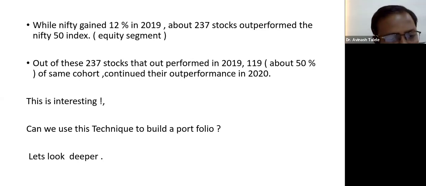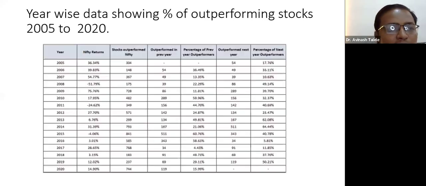And can we use this technique to build a portfolio? Now, let us look into this deeper. So what I did is I analyzed year-wise data showing outperformance of stocks from 2005 to 2020. I want your attention here because this will build your conviction in what I'm trying to tell you. So in 2005, Nifty gave 36% returns, and the stocks that outperformed Nifty were 304. Out of these 304, 54 performed the next year. So the percentage of next year outperformance is 17%.